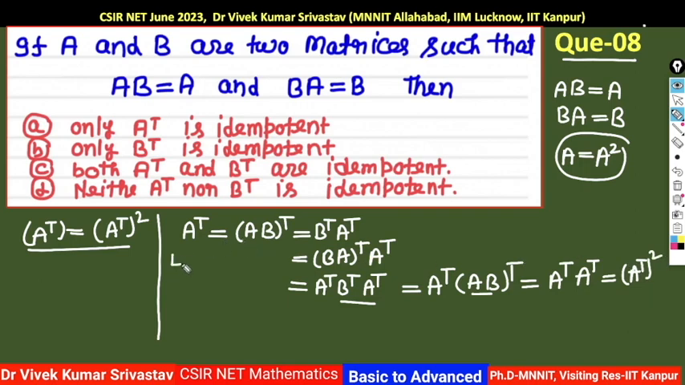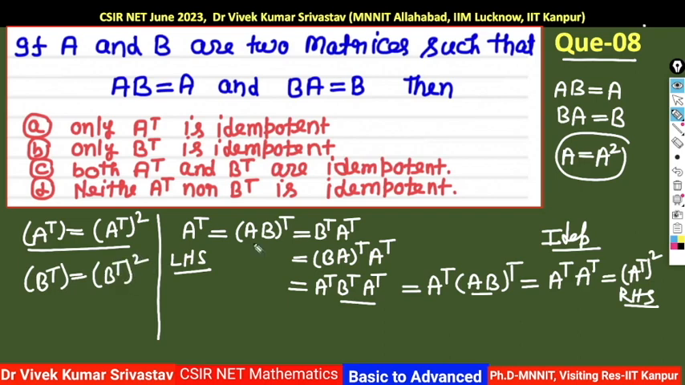So we are taking the left hand side, and this is the right hand side. So we have proved A transpose is equal to A transpose square. This means that it is an idempotent matrix. If A transpose is idempotent, in the similar way we can say that B transpose is also idempotent, because the pattern is the same. You can also prove that B transpose is equal to B transpose square. It is clear. So both A transpose and B transpose are idempotent.